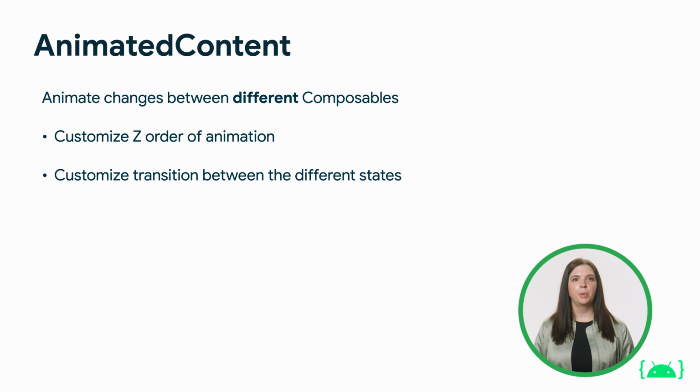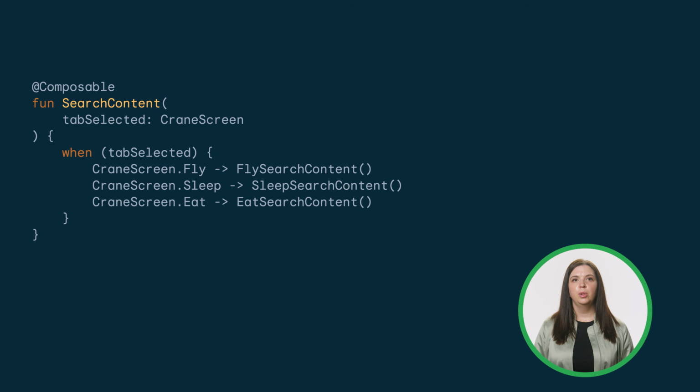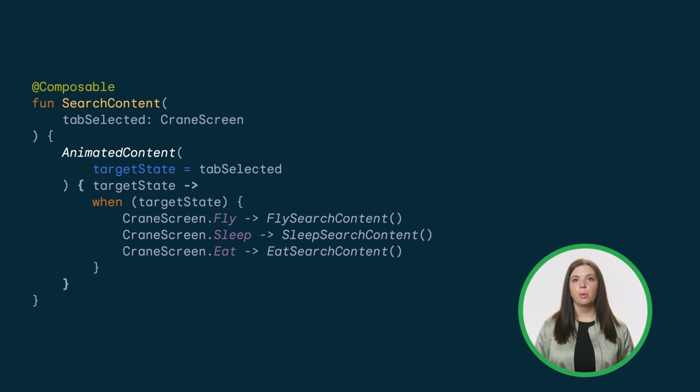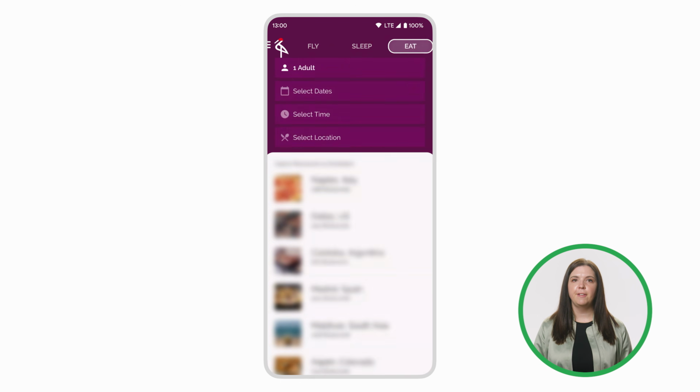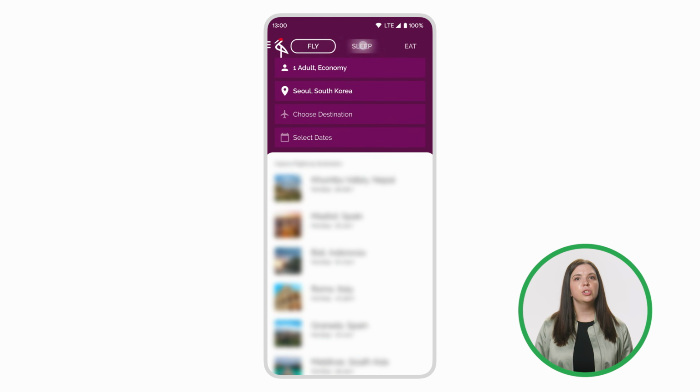AnimatedContent is another built-in composable that allows for easier animations between different composables. It allows you to customize the transition between different states and customize the Z order of the animation. For example, we typically can wrap when conditionals with AnimatedContent for more seamless transitions. So in this example, we wrap our content in AnimatedContent to provide a more seamless animation. Our transition between the different composables is now fading and scaling between each other, which looks a lot better than before.